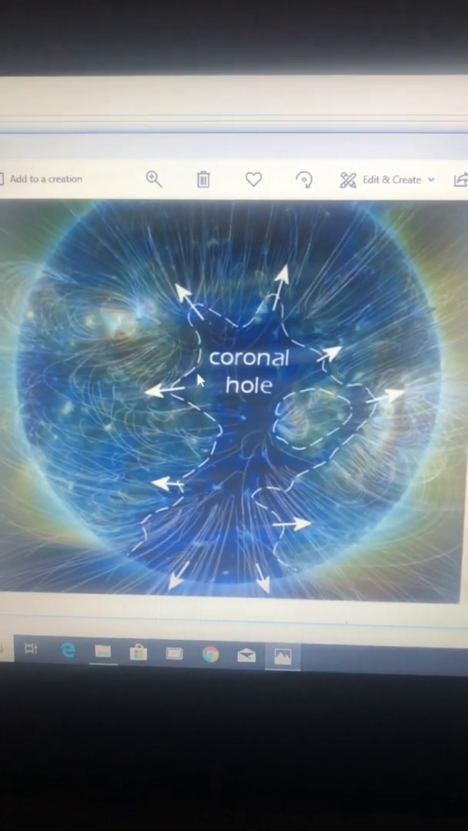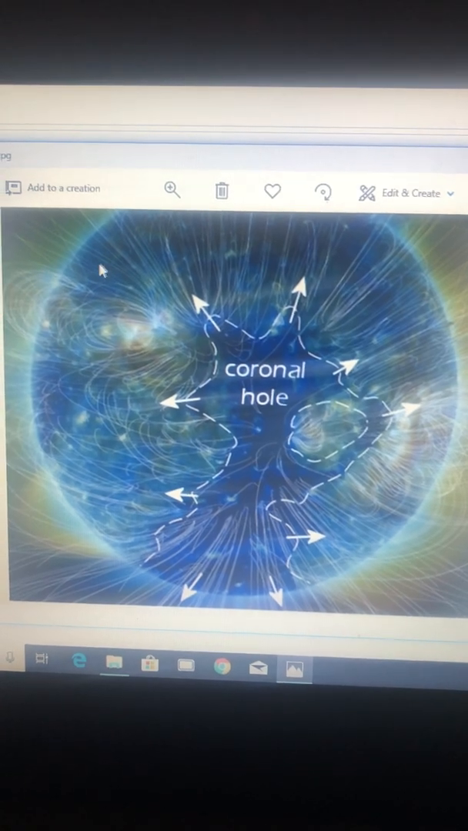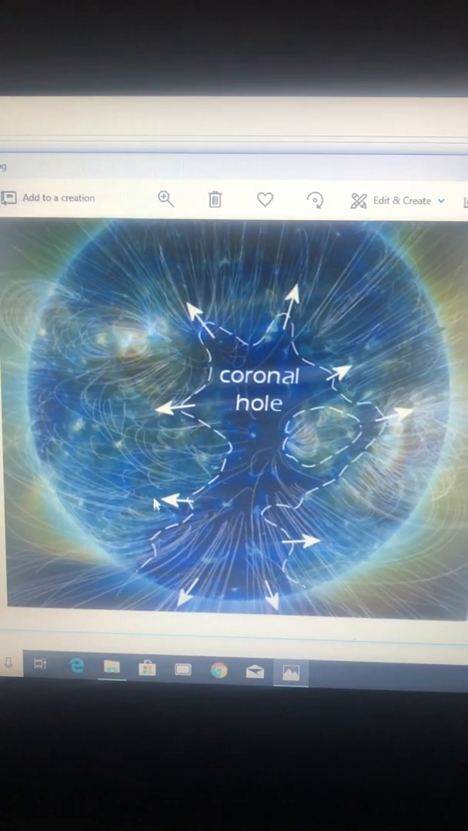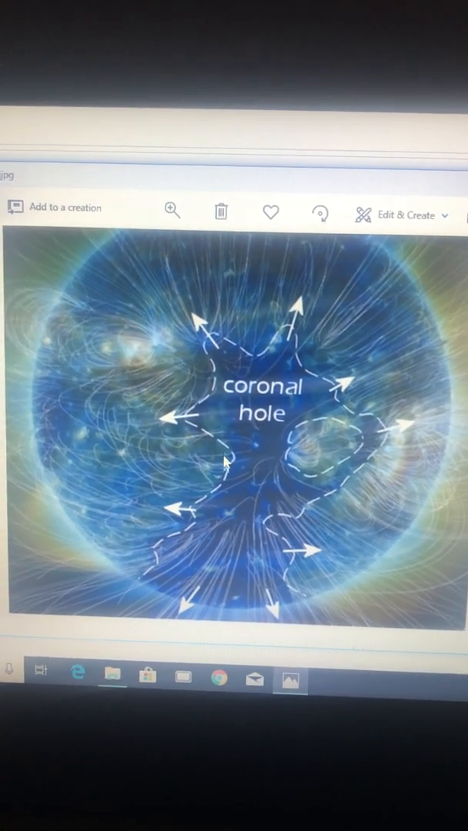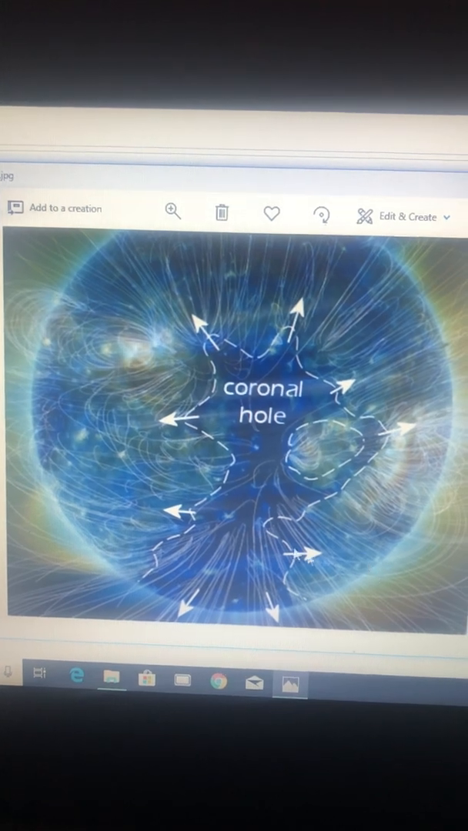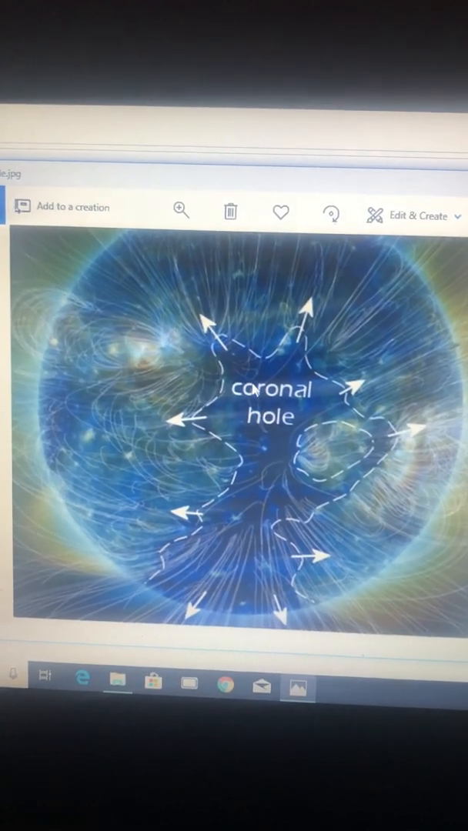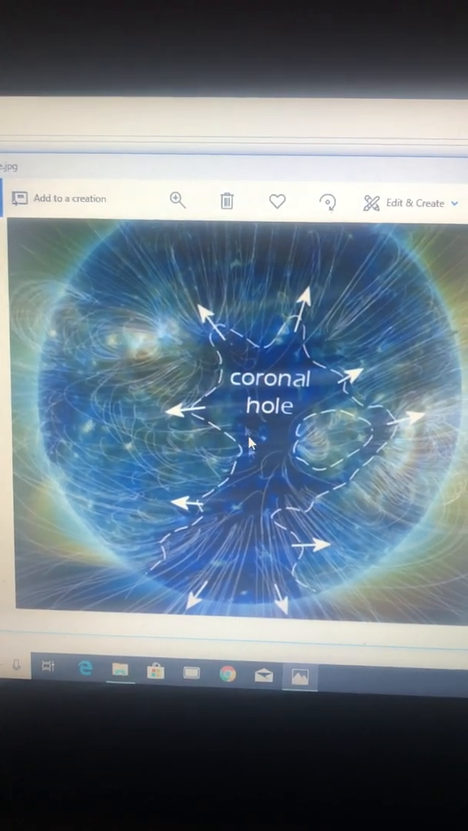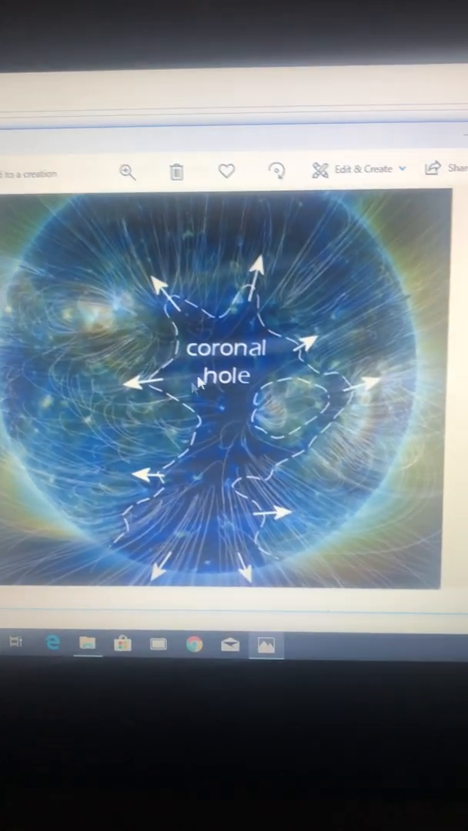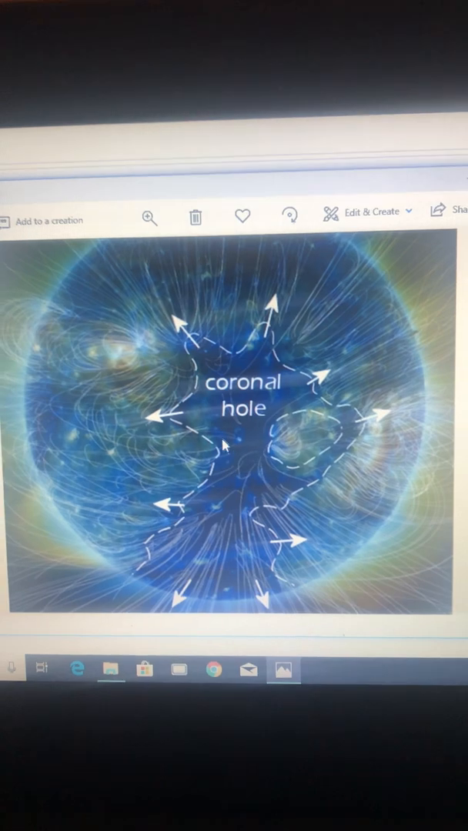So what is a coronal hole? Basically, all these little lines that you see here coming off the sun are magnetic field lines, okay? Now, sometimes the magnetic field lines cannot contain the hot gases in the sun, and these coronal holes form, okay? This means that we get a stronger solar wind because the magnetic field lines are not contained. So you get the magnetic field lines stretched far into space, okay?